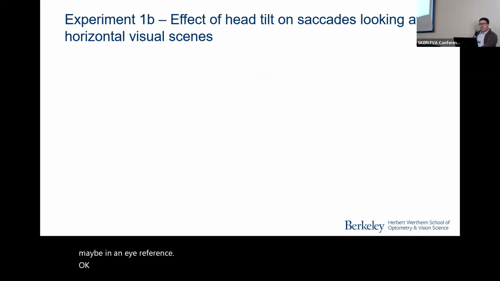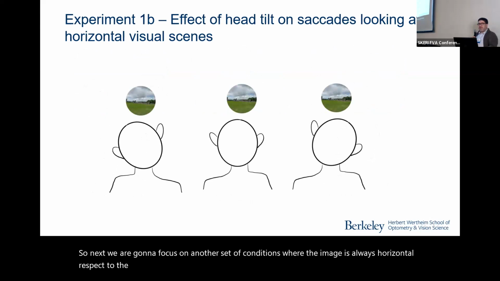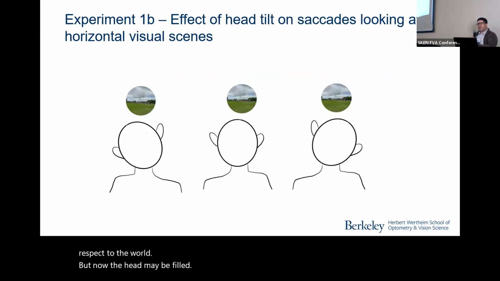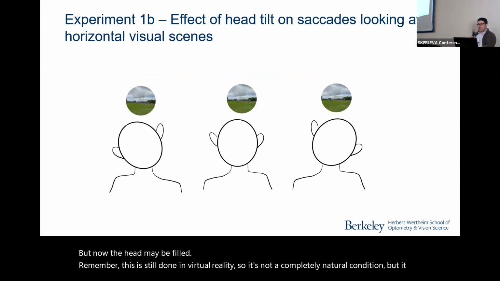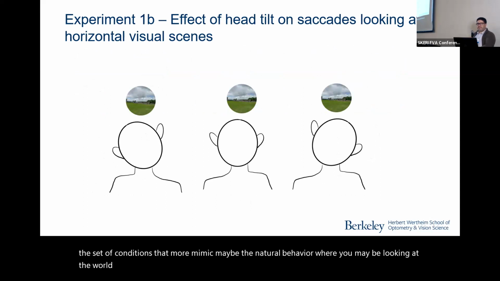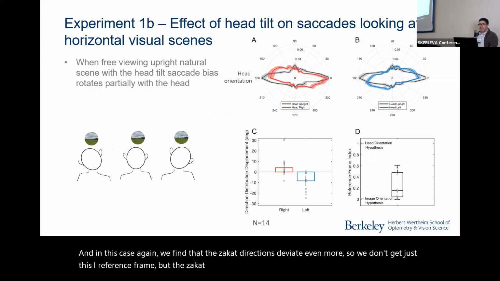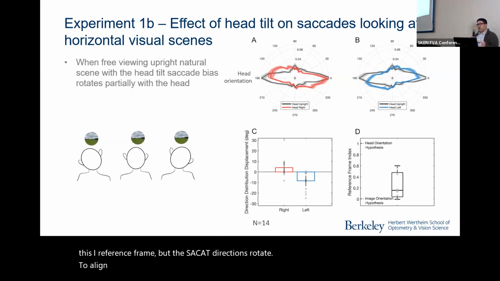Okay. So next we are going to focus on another set of conditions where the image is always horizontal with respect to the world, but now the head may be tilted. Remember, this is still done in virtual reality, so it's not a completely natural condition, but it's the set of conditions that maybe more mimic the natural behavior, where you may be looking at the world when your head is tilted. And in this case, again, we find that the saccade directions deviate even more. So we don't get just this eye reference frame, but the saccade directions rotate to align themselves closer to where the horizon in the world is.